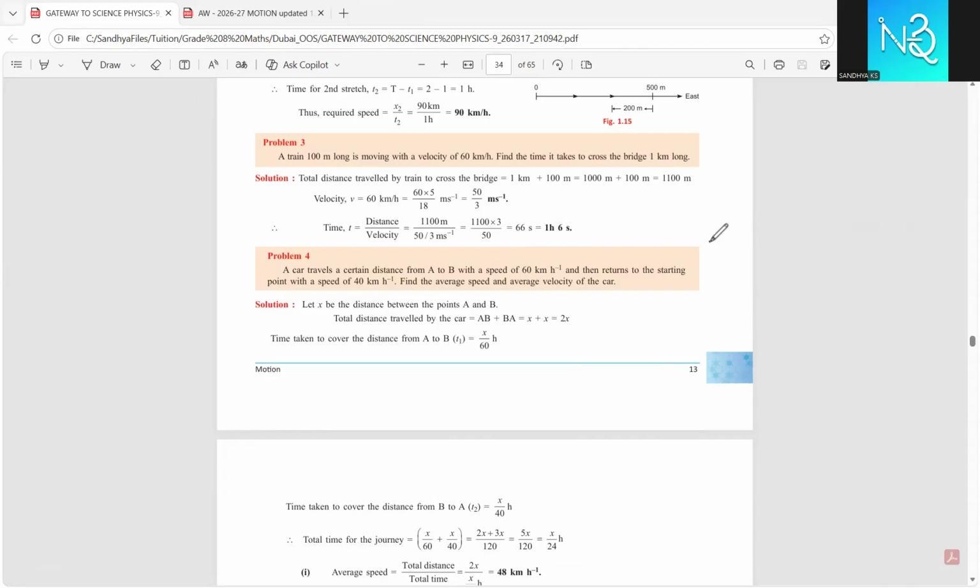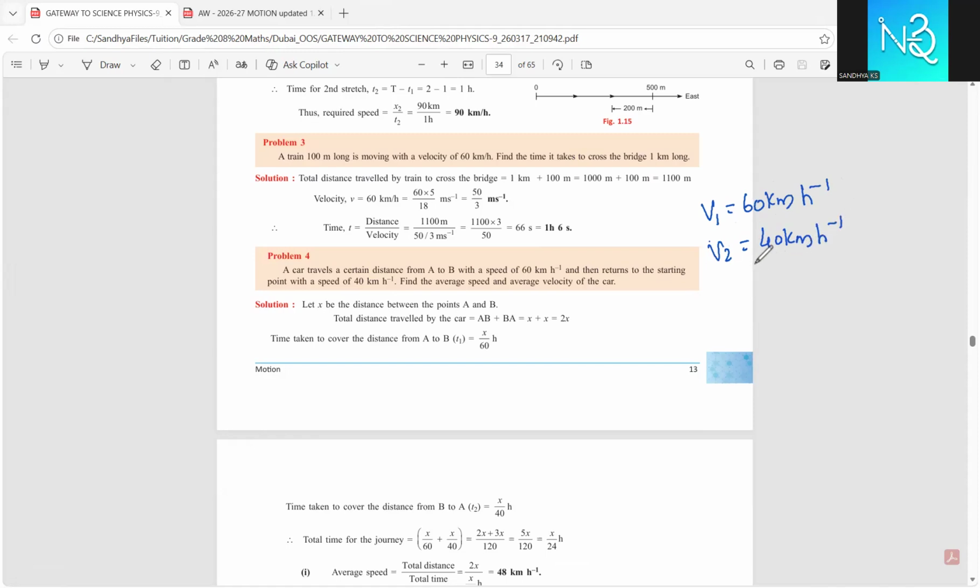A car travels a certain distance from A to B with a speed of 60 kilometer per hour and then returns to the starting point with a speed of 40 kilometer per hour. Find the average speed and average velocity of the car. Okay. So first velocity is 60 kilometer per hour. And then it returns to the starting point. Then that is also V2, that is 40 kilometer per hour.